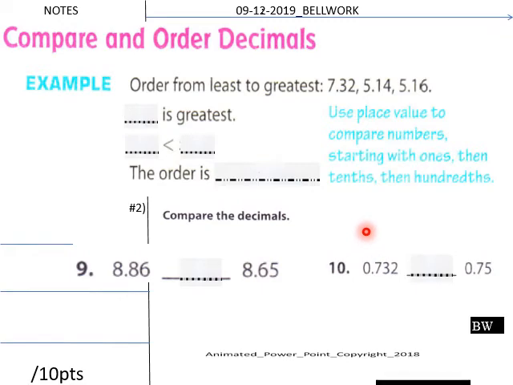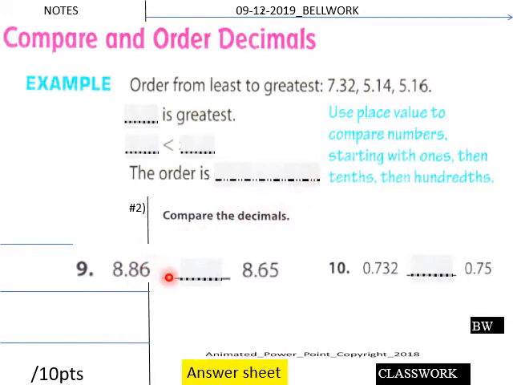Let's go right into our bell work for the day. We've got compare and order decimals. Order from the least to the greatest. Here's our example up here. So we're going to order these numbers from least to greatest. Use place value to compare numbers starting with ones, then tenths, then hundredths. So we have decimals: 7.32, 5.14, 5.16. So blank is the greatest, and then blank is less than blank, and therefore the order will be here.